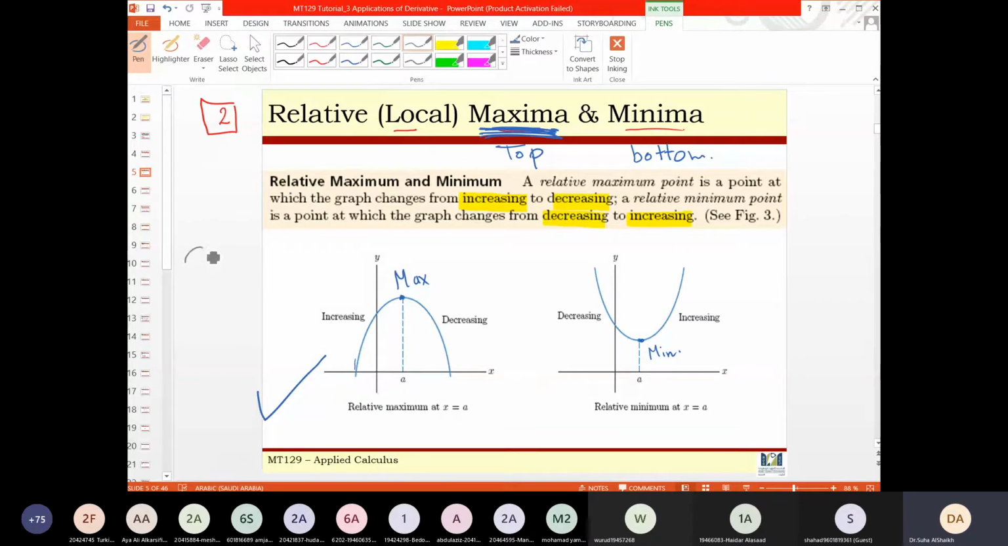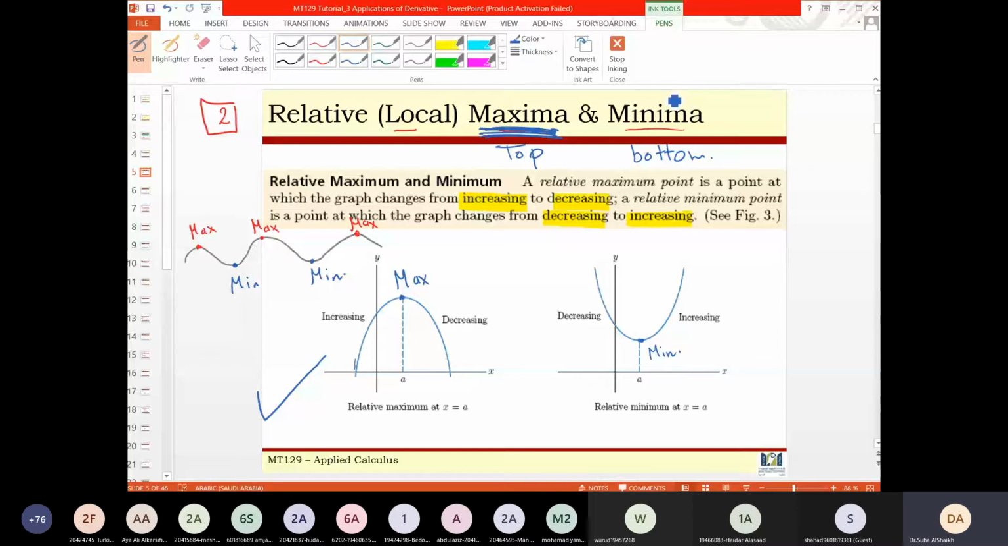Why? Because I may have a function that looks like this, for example. This point is a max. It's a top. It's a relative maximum. Relative maximum means within its neighborhood, within the neighborhood of the point, it's a maximum. And this one here again is a maximum. And this point here is again showing a maximum. This point, for example, is giving me a minimum. This point as well is giving me a minimum. So we call it a local maximum or minimum point, or a relative maximum or minimum point.